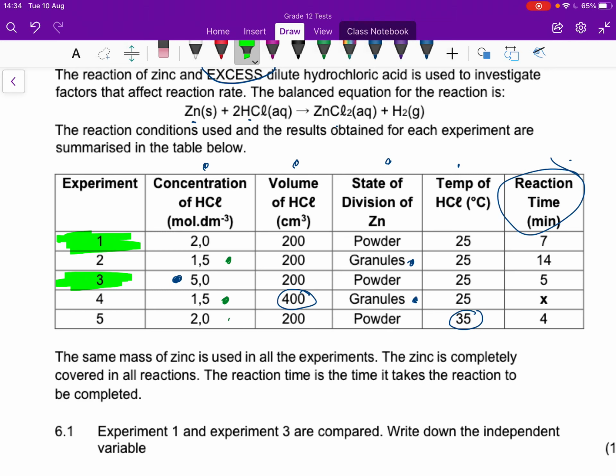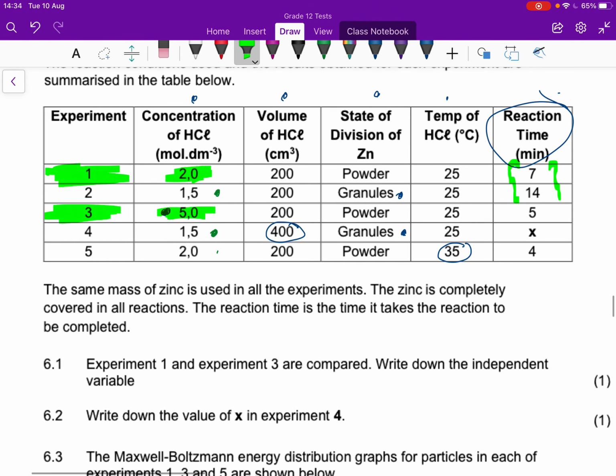So if we look at experiment 1 and 3, they want the independent variable. In other words, what was changed? 15 and 25. If you look at everything else, it all stays the same. Don't worry about this. That was your dependent variable. So what was changed? The concentration of the acid.